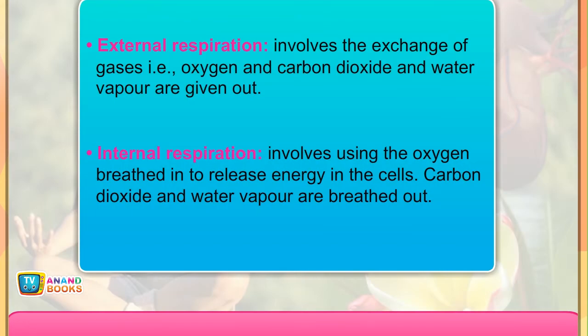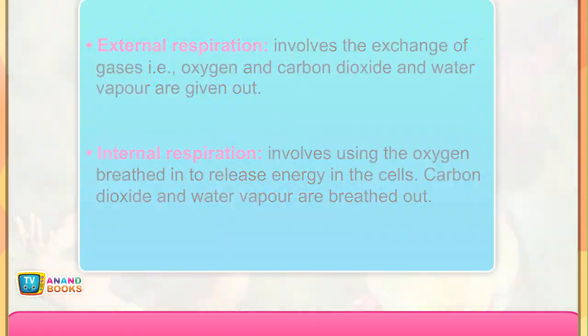External respiration. External respiration involves the exchange of gases, that is, oxygen is taken in and carbon dioxide and water vapor are given out. Internal respiration involves using the oxygen breathed in to release energy in the cells. Carbon dioxide and water vapor are breathed out.